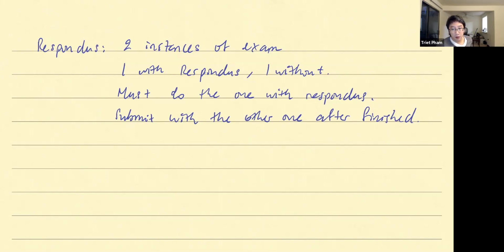Okay. So I guess the thing is this, right? Like I said, you have two instances of the exam. So you can always access the exam on the other one. My question is, once you enter Responders, can you still keep the exam up for you to look at? No, you cannot.